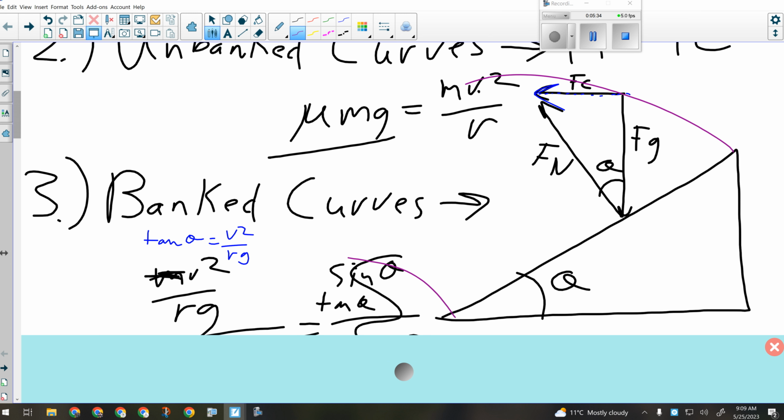Its vertical component offsets gravity, and its horizontal component points back towards the center of the circle, acting as a centripetal force. Why are banked curves so useful? What do they do for us? You don't have to use as much friction to stay in the turn. Yeah, we don't have to rely on friction at all, actually, to stay in the turn.